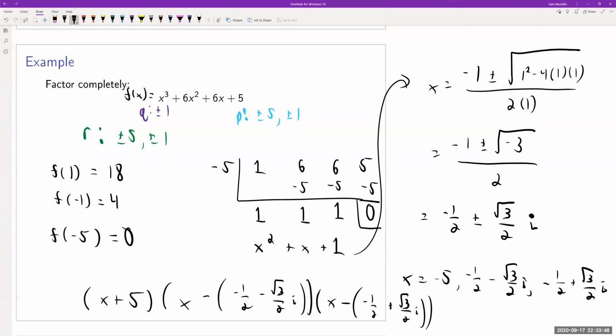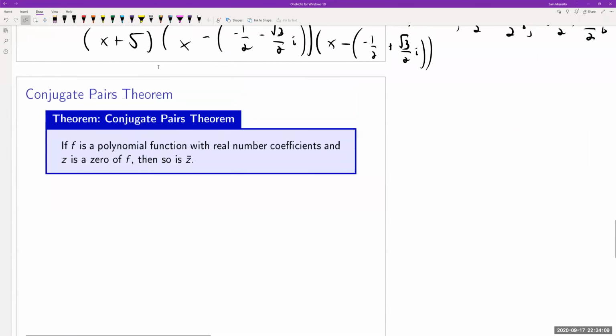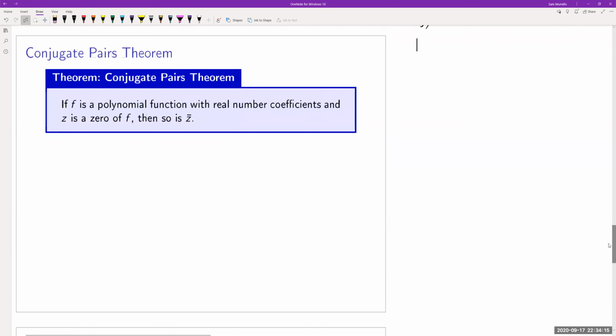And this means that every single time I start with real coefficients, I am going to get complex conjugates as my roots if any numbers are not real. Let's summarize that with a theorem. It's called the conjugate pairs theorem. If f is a polynomial function with z a complex 0, as long as f has real number coefficients, so no i's in the original polynomial, then the conjugate of z will also be a 0.